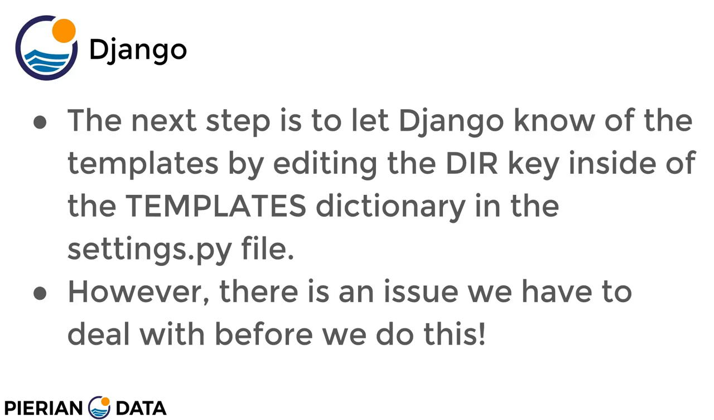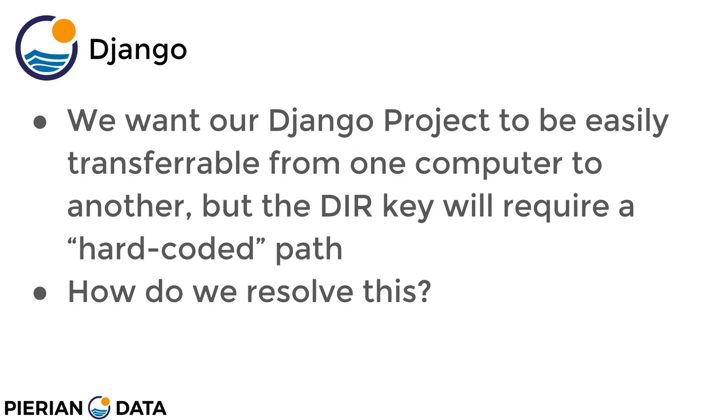However, there's an issue with this that we have to deal with before we can actually edit that templates variable. We want our Django project to be easily transferable from one computer to another, but the dir or directory key is going to really require a hard-coded file path. And that means we're going to have a conundrum. We can't really hard-code a file path with our username if we want to easily share this project or application with other users. And then we have the whole issue of different operating systems. Someone using a Mac isn't going to be able to use the same file path settings as someone using a Windows computer. So the question is, how do we actually resolve this?